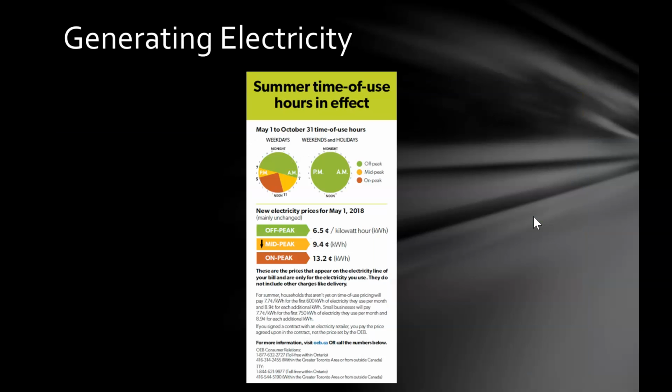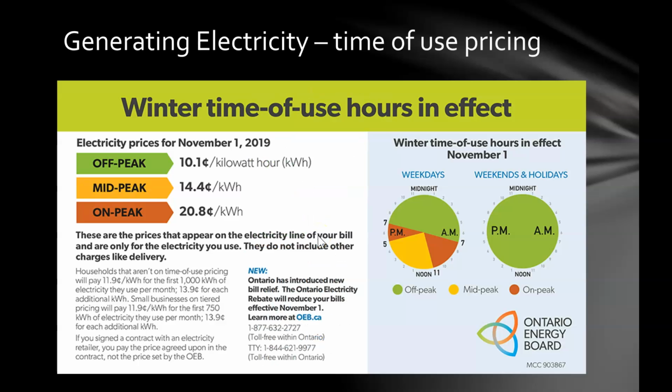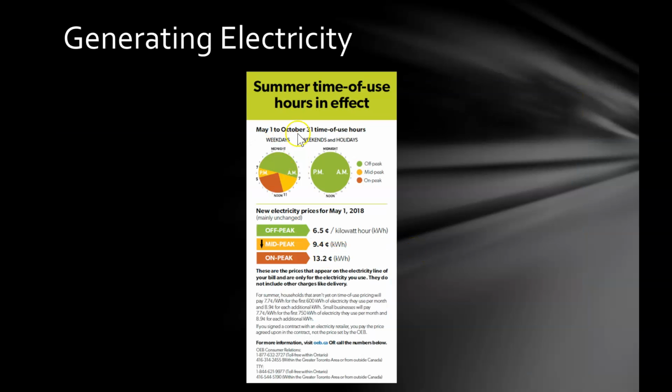So the same thing happens for summer, except it's a little different. You can see that off peak is still from 7 to 7, but the most expensive time is not from 7 a.m. to 11 noon. It's actually from 11 noon to 5 p.m. And off peak is cheaper, if you can see that. It's 10.1 cents per kilowatt hour in the summer, or from May 1st to October 31st, its off-peak time is 6.5 cents per kilowatt hour.